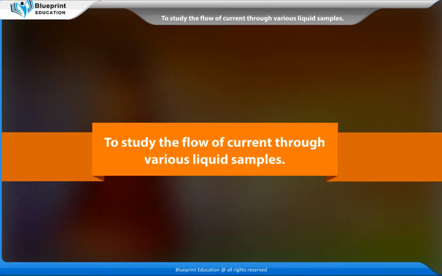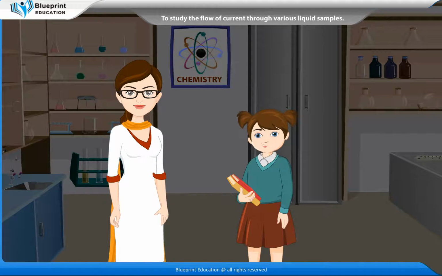To study the flow of current through various liquid samples. Madam, please explain the phenomenon of the flow of electric current through various liquid samples.